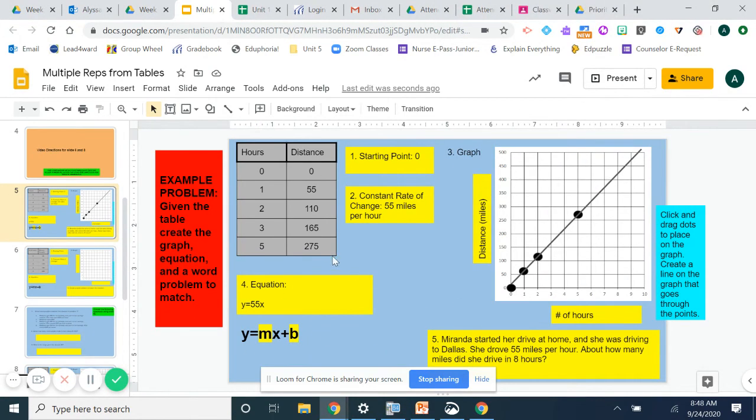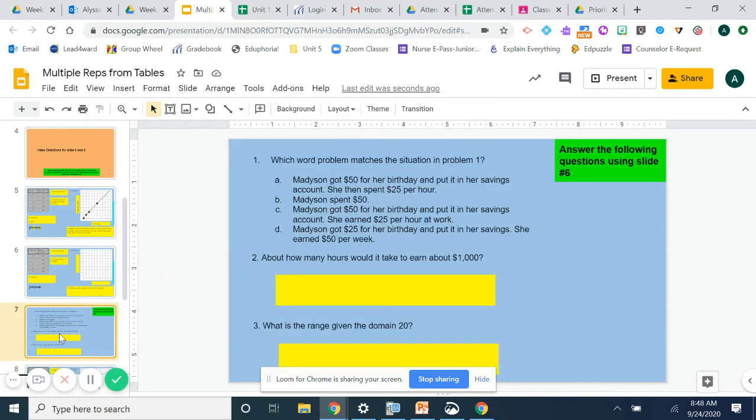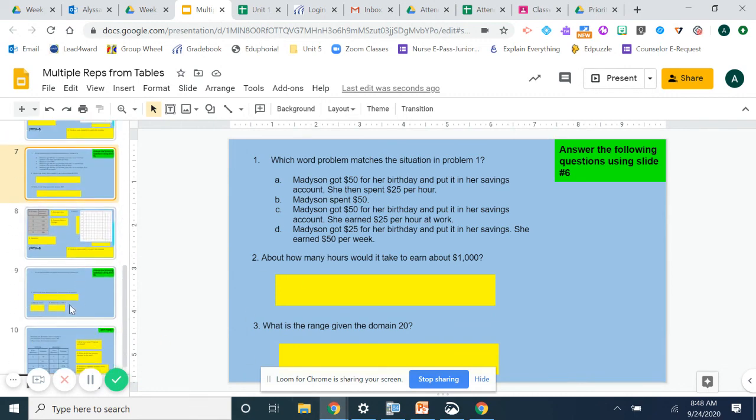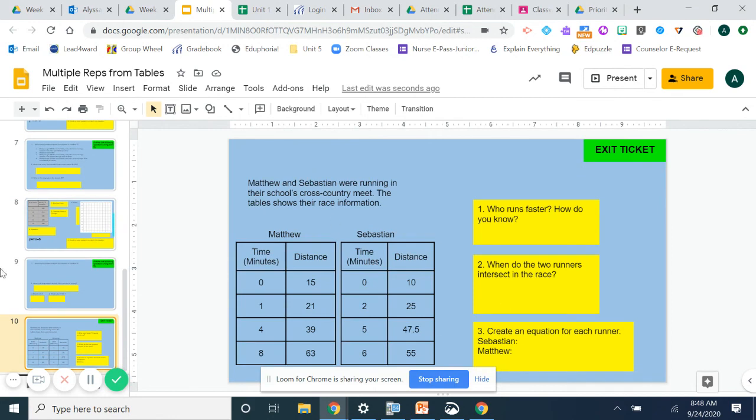Once you are finished with your information, the slide after is going to be a couple of questions that you'll be asking, and then you'll also have an exit ticket at the end for today.